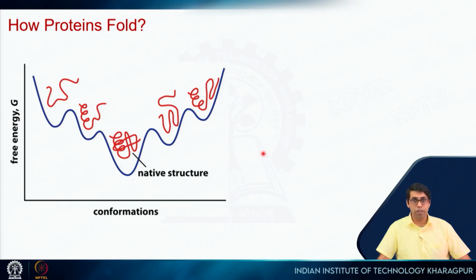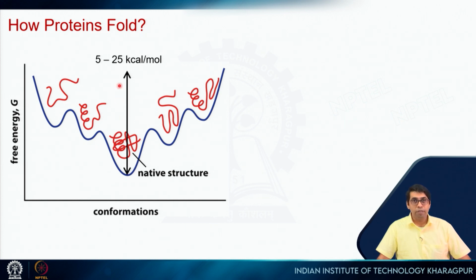If we think about protein folding, we can think in terms of energetics. These are the different conformations, and this is the free energy. Unfolded structures will have higher energy, and the folded structure will have the lowest energy. So we can have all these different structures, and this is the final folded form.